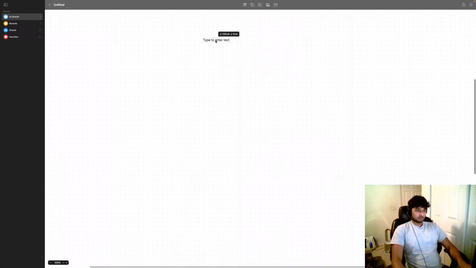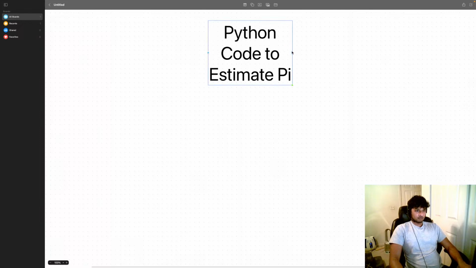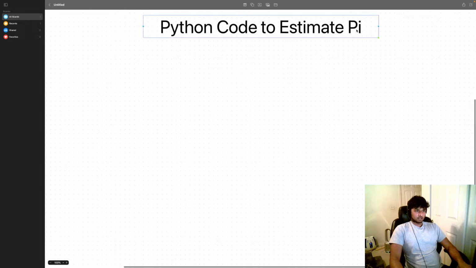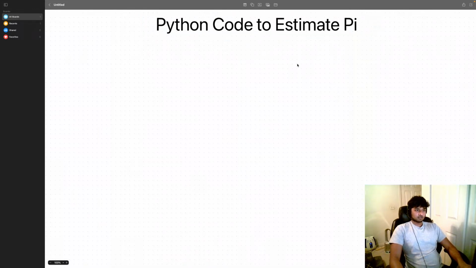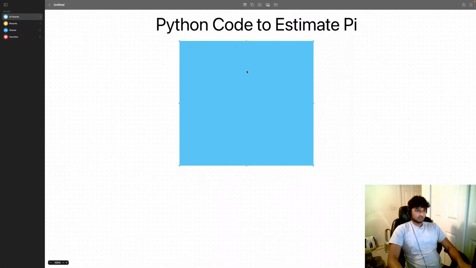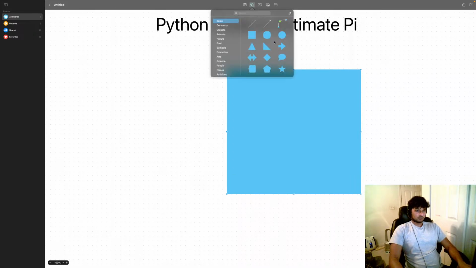We're gonna write some Python code to estimate pi. That's what we're gonna do, guys. This right here is what we're gonna do. How are we gonna do this? That is the question. Okay, guys, this is how we're gonna do this.